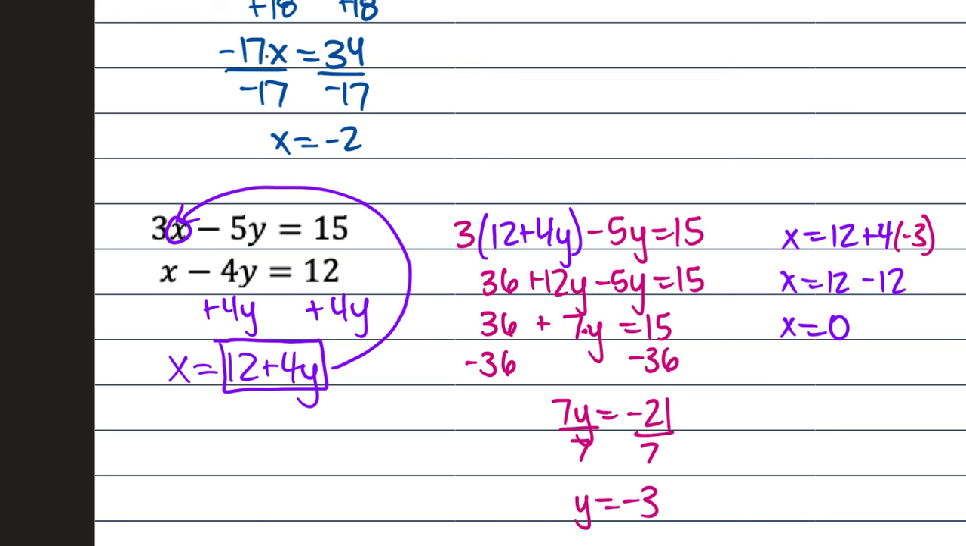A lot of students freak out when they get 0. It's totally fine. That is not the same thing as no solution or infinite solutions, so don't freak out if you get 0. And then last thing is to write your answer as a point. X first, then y, so 0, negative 3.